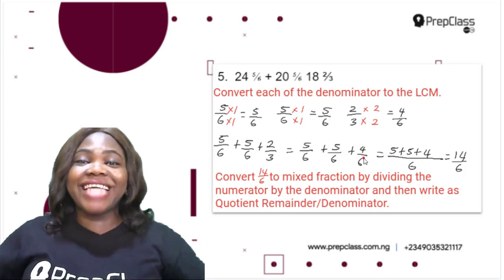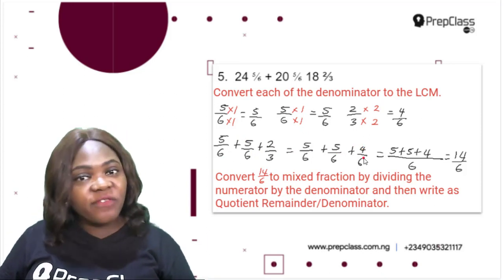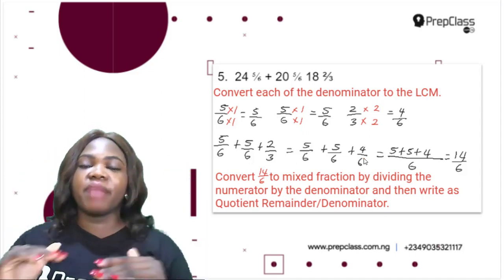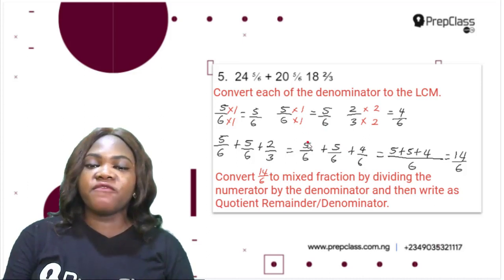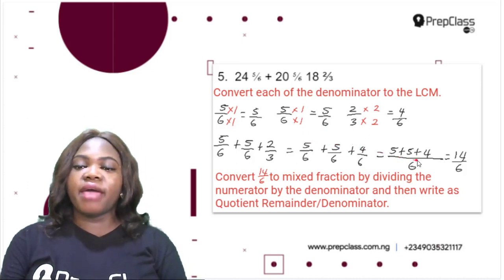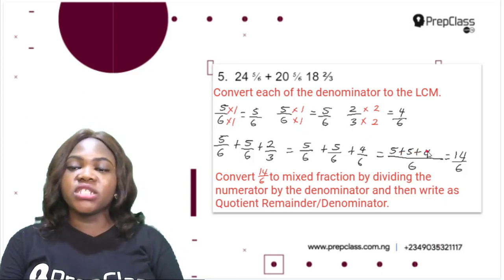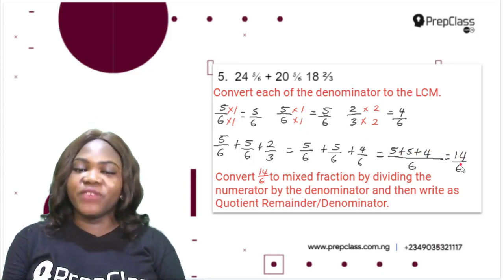Can you see now that they are like fractions? So we can now add them. We add the numerators and divide by the common denominator. So we have 5 plus 5 plus 4 divided by the common denominator, which is 6. 5 plus 5 is 10. 10 plus 4 is 14. So we have 14 over 6.